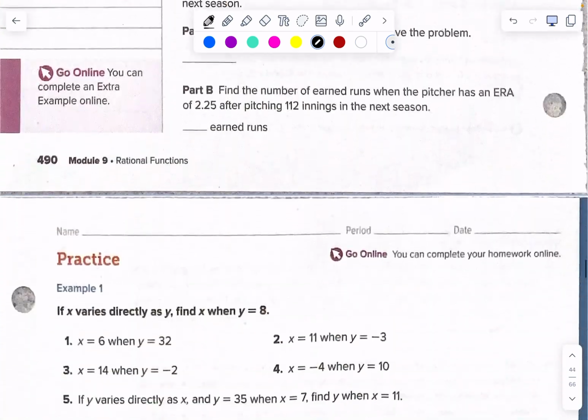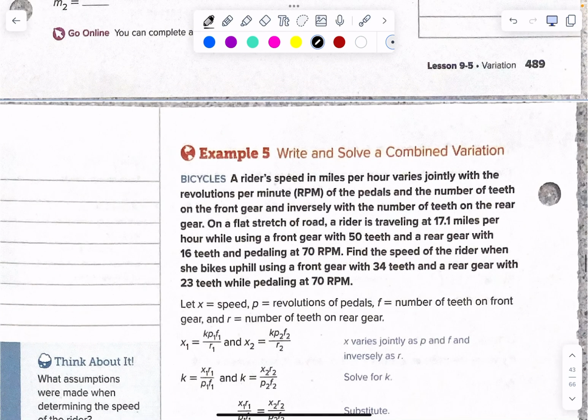And I think we have a story problem and then we're done. I like the story problem. This is the sole reason why we do it. Example 5 is a good story problem. Here we go. We can do it.